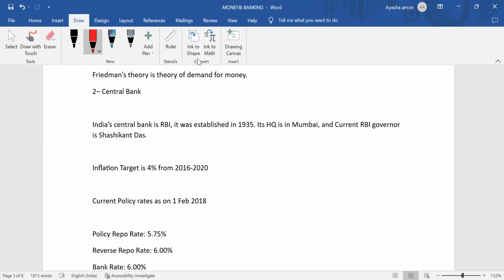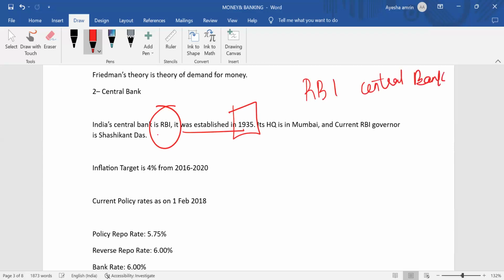Okay. India's central bank is RBI. It was established in the year 1935. RBI is the central bank, remember. It is also called the Bankers' Bank. It was established in 1935. Headquarters is in Mumbai.